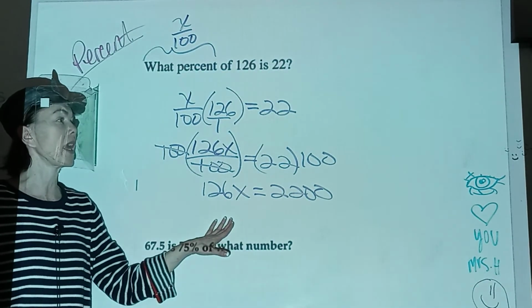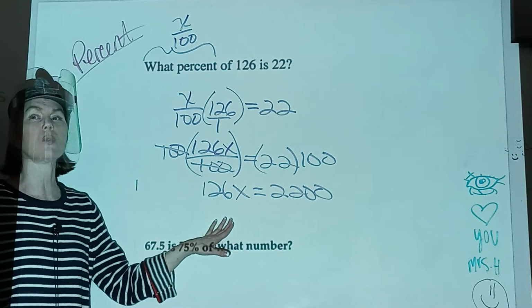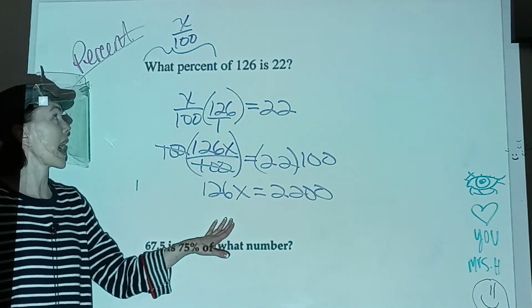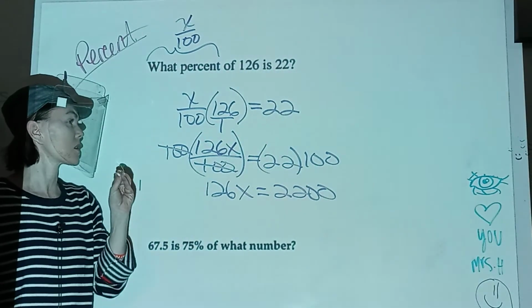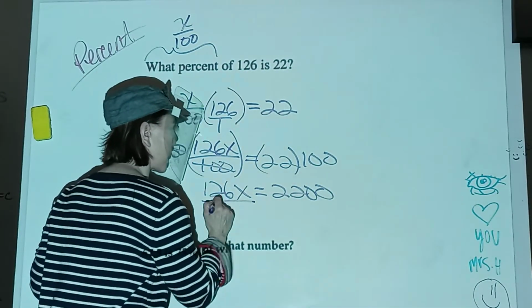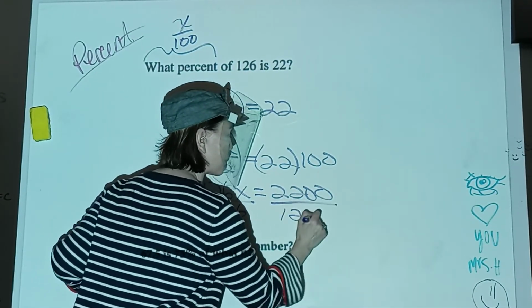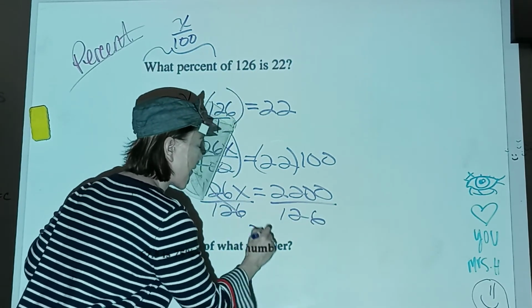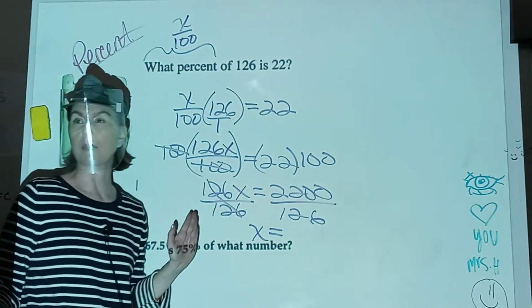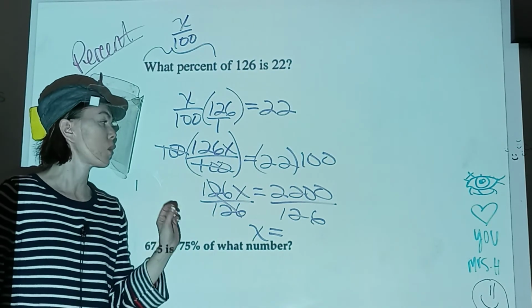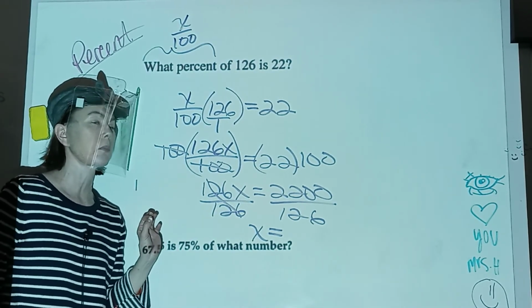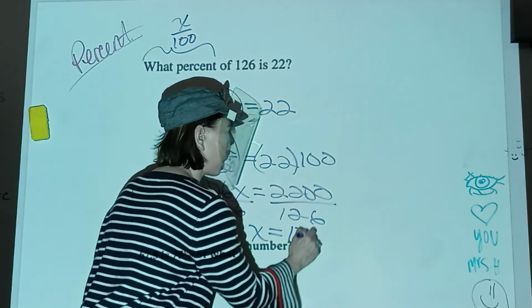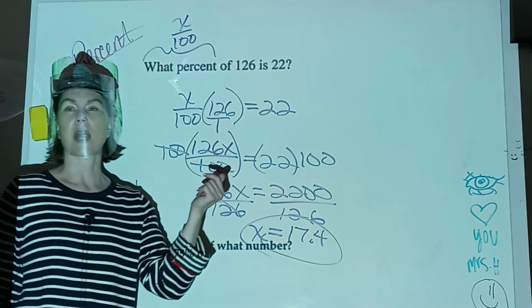This is our third and final step. This is only when you get questions that have the what percent phrase in it. Now we're going to divide by 126 on both sides, divide by 126, cancel, and x is equal to, grab your calculators, please help me, 2200 divided by 126, which gives me 17.4, and we're done. That's a wrap.